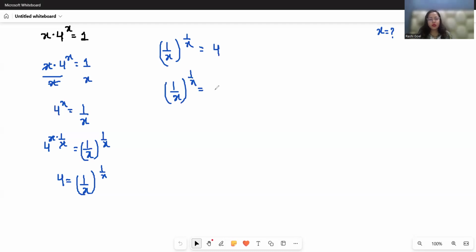I can write it as 2 square. Now if we compare both sides, 1 by x equal 2. So x equal 1 by 2. So what is the value of x? 1 by 2. I hope each and every step is clear and you find it useful.